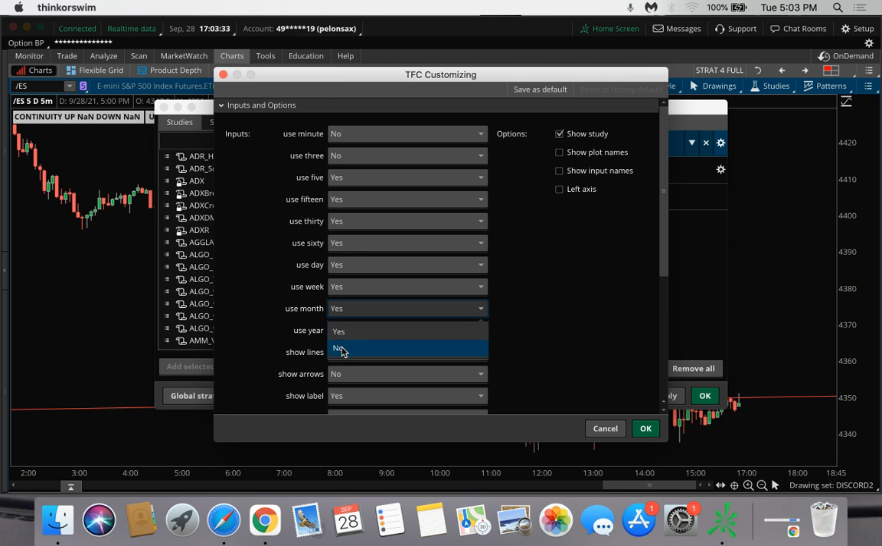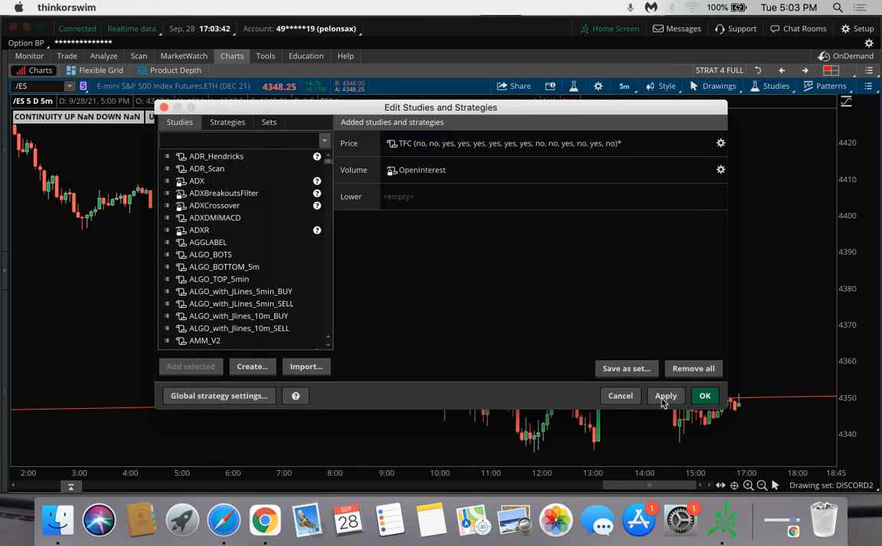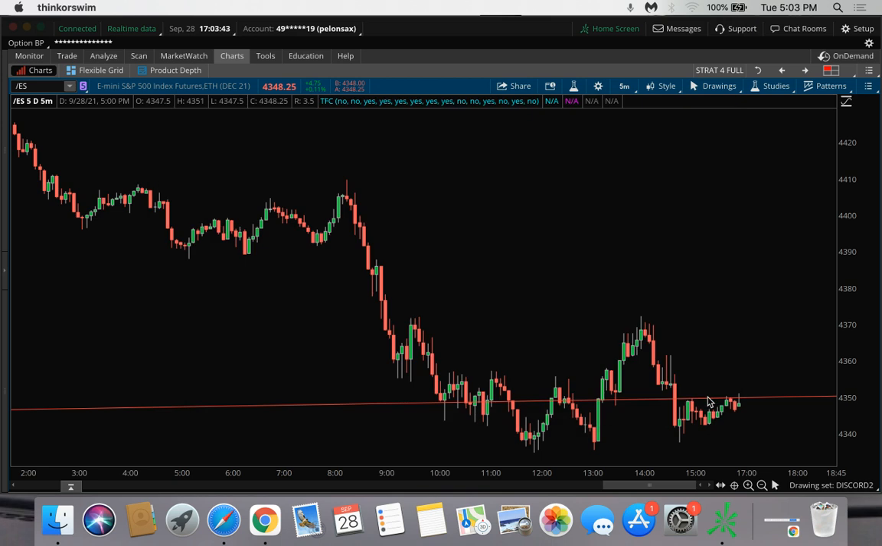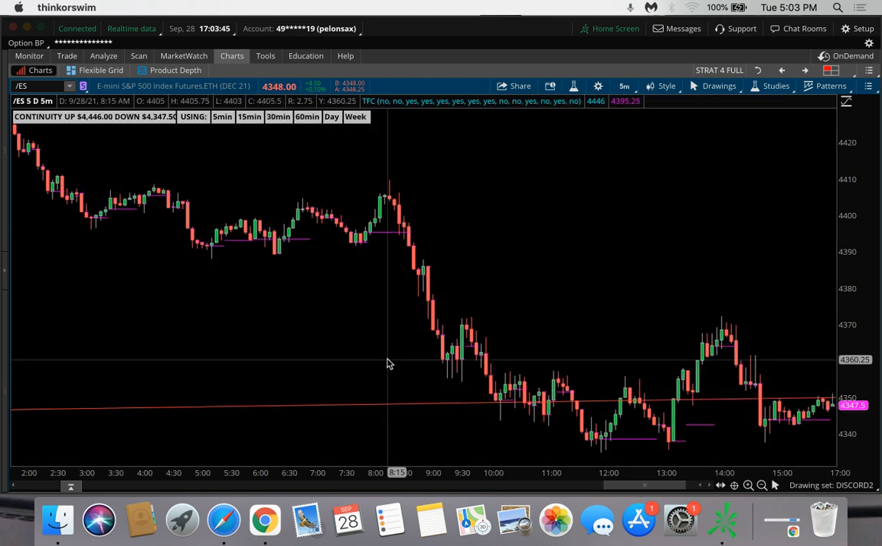We're not going to have a month's worth of data on that chart, and we're definitely not going to have a year's worth of data on that chart. So we'll say no to those two items. And the study will work. It should work. Yeah, it will work.